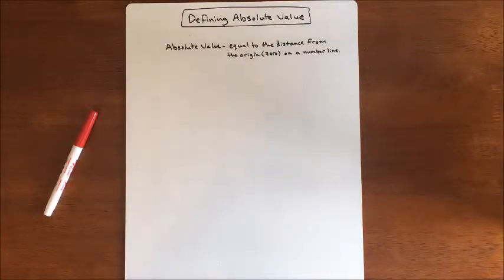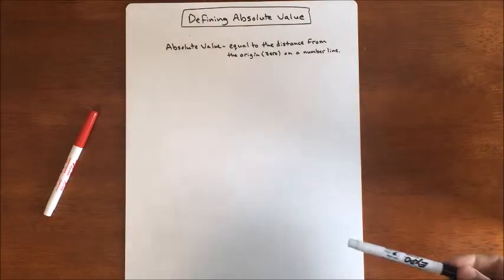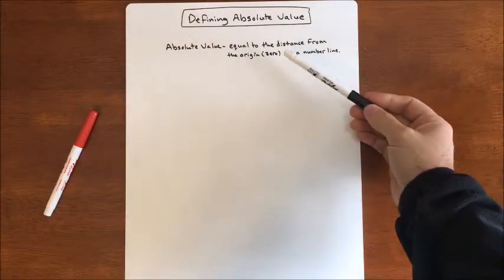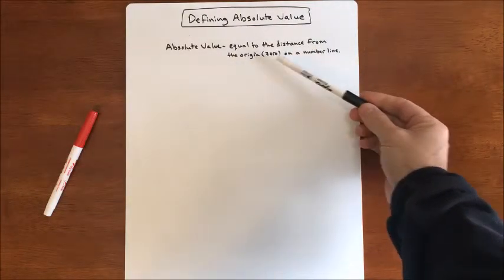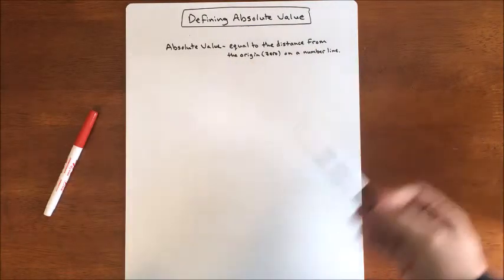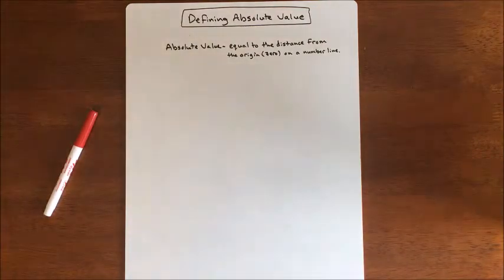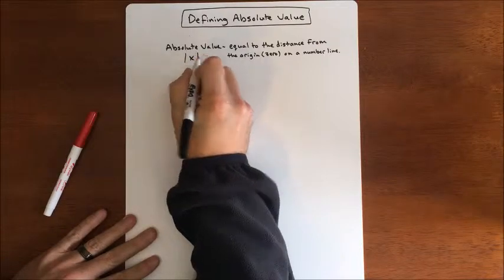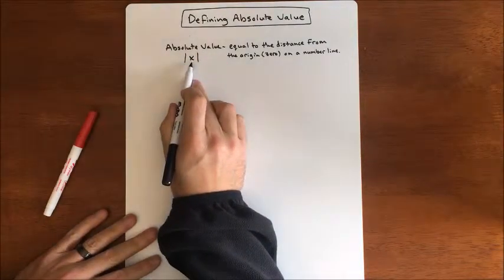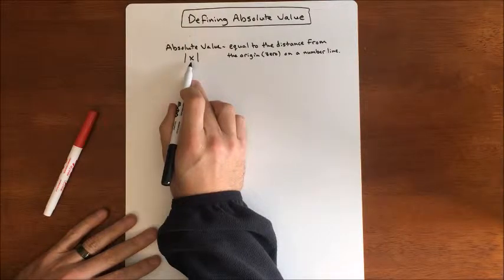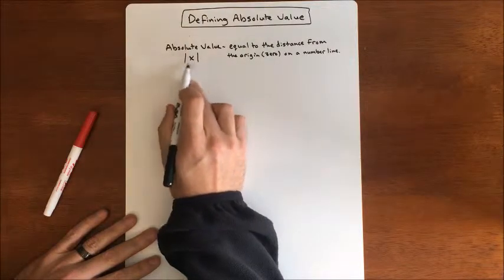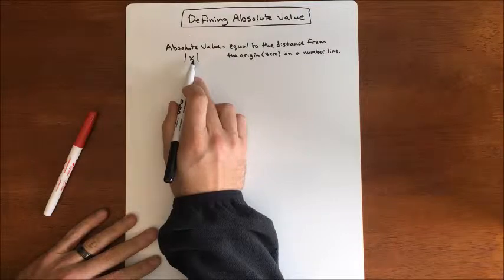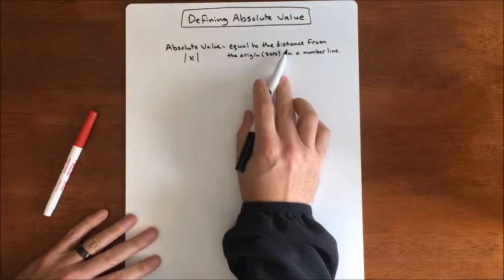In this lesson, we're going to be defining and working with absolute value. What is absolute value? It is equal to the distance from the origin, which is 0, on a number line. So we're talking about distance. The symbol that we use for absolute value looks like this, where you're going to take the absolute value of some number. An absolute value is an operation, just like adding, subtracting, multiplying, dividing. So we're going to perform that operation. It's going to do something, and it's basically going to talk about distance.